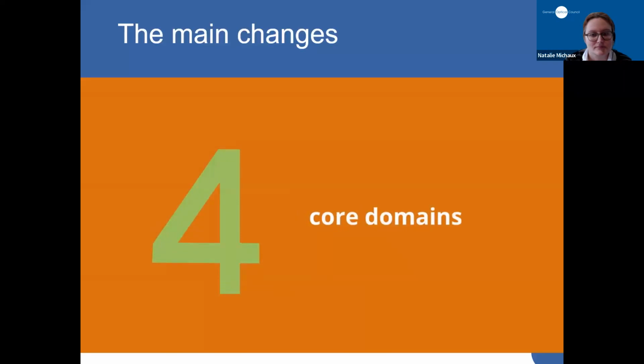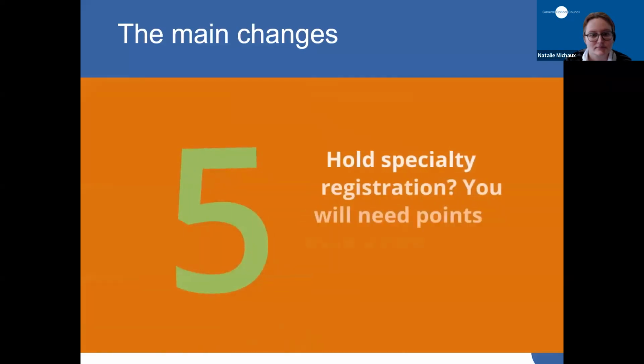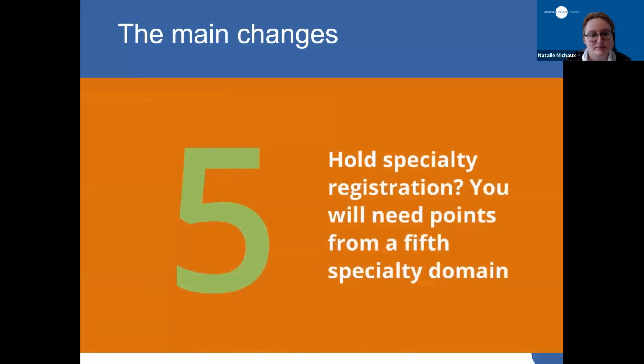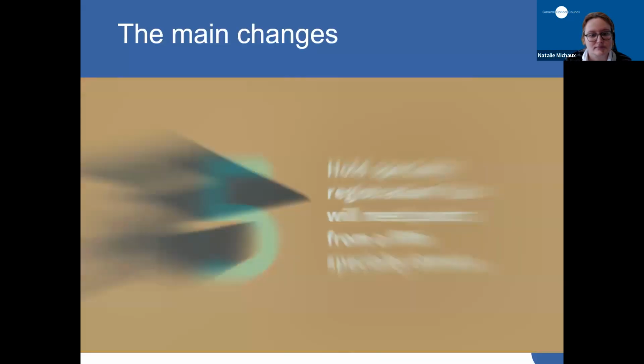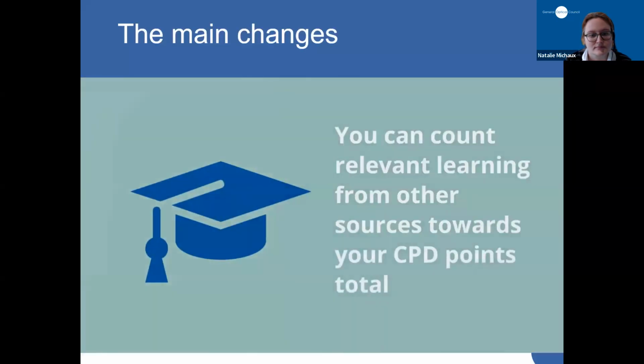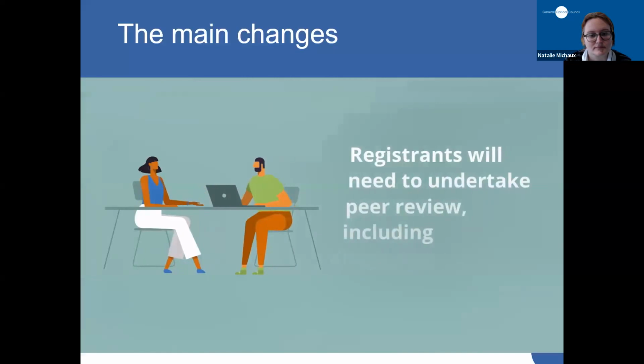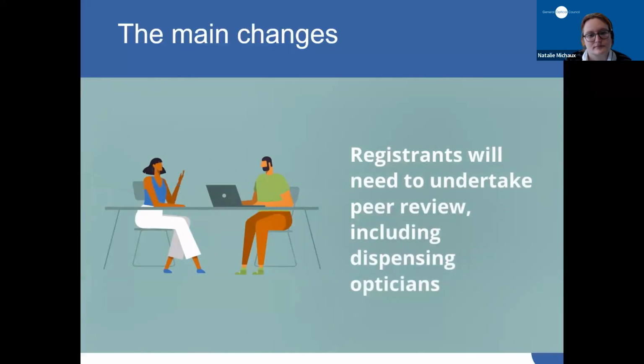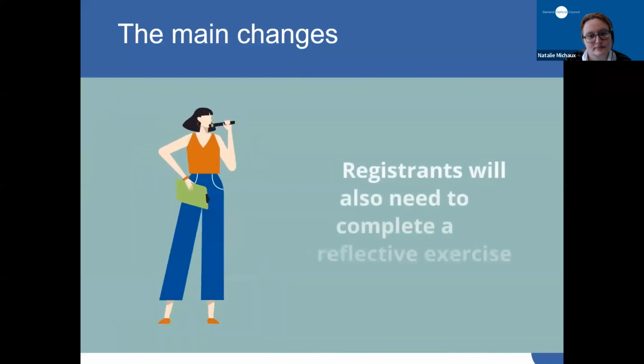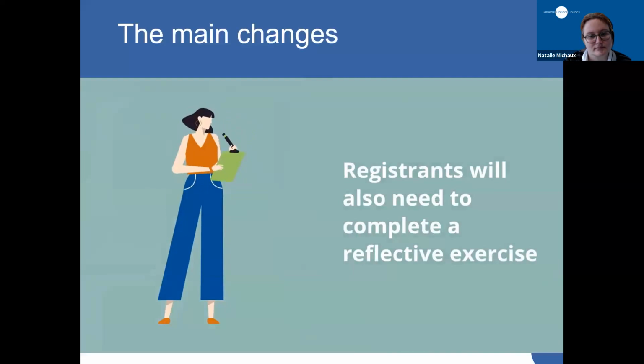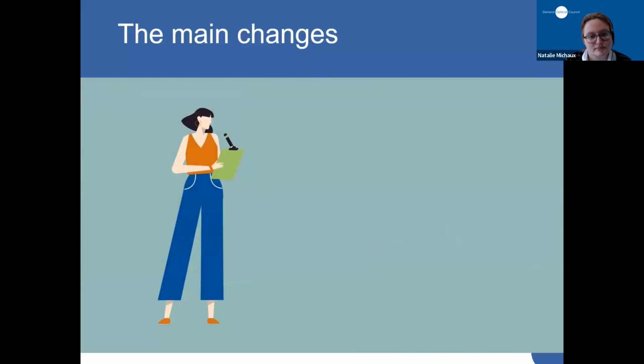You will obtain your points across 4 core domains: professionalism, communication, clinical skills, and leadership and accountability. If you hold specialty registration, you will also need to get points from a 5th specialty domain. You can now count relevant learning from other sources towards your CPD points total. All registrants will need to undertake 1 peer review per cycle, including dispensing opticians. All registrants will also need to complete a reflective exercise once per cycle, looking back at their learning and development throughout that cycle.